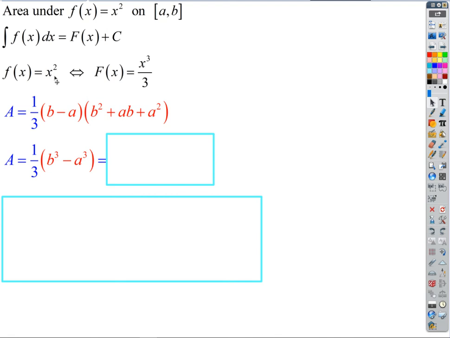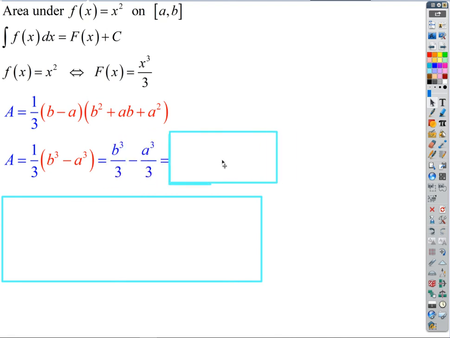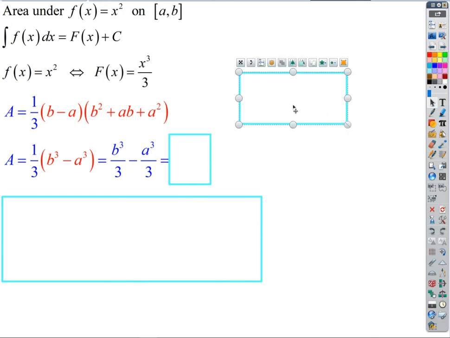Do you see something there? Look what we got. We got b cubed minus a cubed over 3, which is the same thing as b cubed over 3 minus a cubed over 3. Well, what are we trying to do? We're trying to add up the area under x squared from x equals a to x equals b. Look at that. That's in the form of the antiderivative, isn't it?